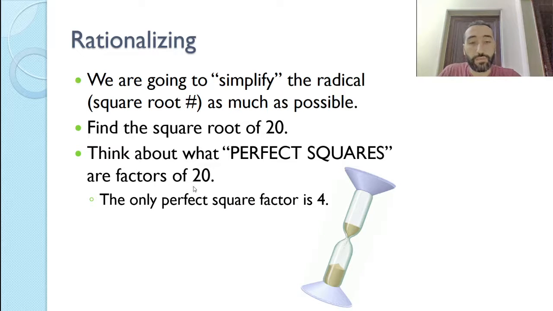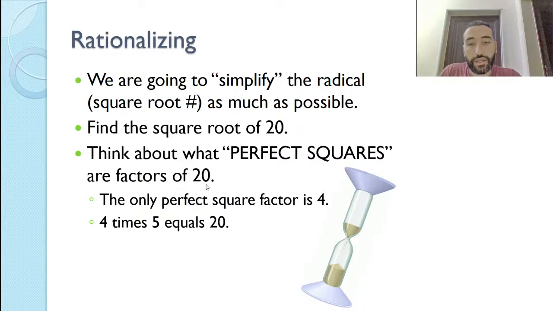Okay, the only perfect square factor is 4. Why? Because what are the factors of 20? 1 times 20 gives 20. 2 times 10 gives 20. 3 times nothing. 4 times 5 gives 20. The only perfect square factor is 4.